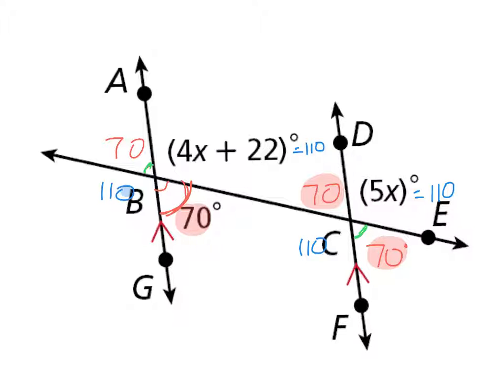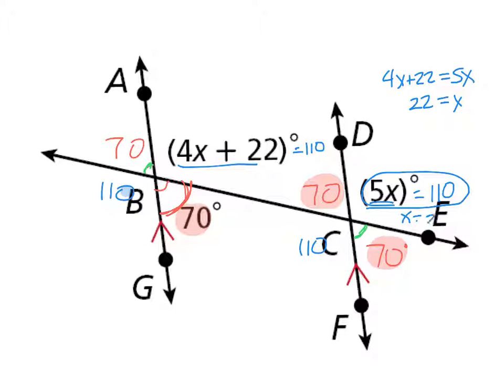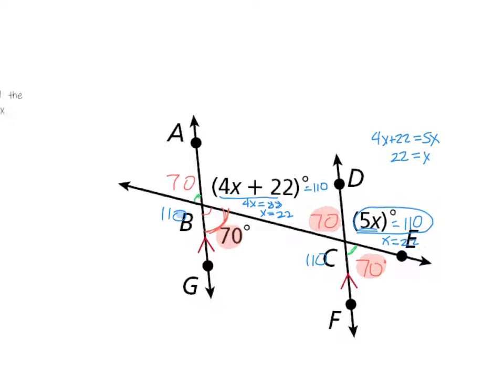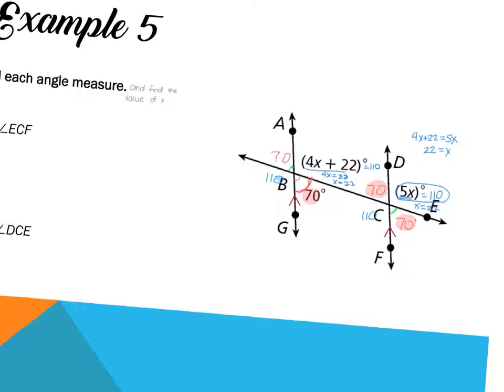Yeah? Okay, so now if I wanted to solve for x, I've got options. I can either say that 4x plus 22 equals 5x, and then solve that one. I'd get 22 equals x. Or I can say that 5x equals 110, divide both sides by 5, and I get x equals 22. Or I can say 4x plus 22 equals 110, and I'd get 4x equals 88, and x equals 22. So either way you solve it, you should get the same answer for x if you do it correctly.